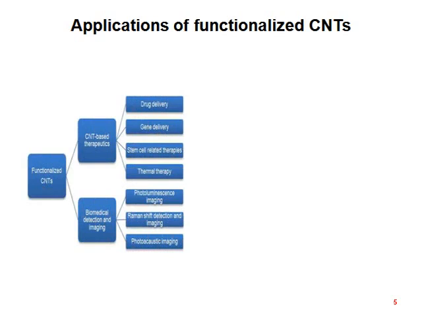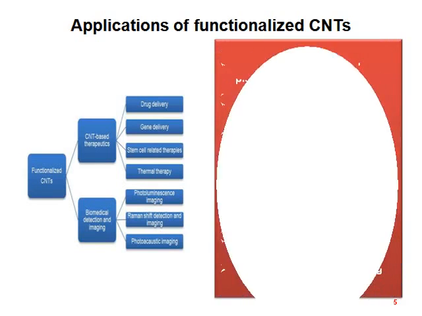Applications of the functionalized CNTs can be discussed from two major sides. First one is biophysical or medicinal sides, and another is non-medicinal sides. Application of the medicinal or biophysical sides can again be classified into two classes. One is CNT-based therapeutics and another is biomedical detection and imaging. CNT-based therapeutics includes drug delivery, gene delivery, stem cell-related therapies, and thermal therapy. And biomedical detection and imaging covers photoluminescence imaging, Raman shift detection and imaging, and photoacoustic imaging.